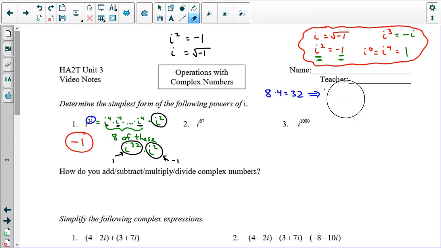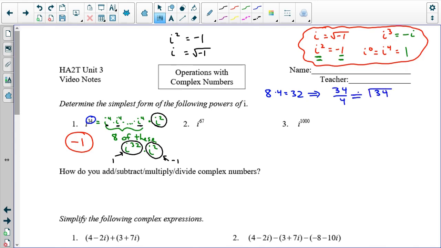Well, how can I figure that out without doing too much craziness, if I don't really remember the divisibility rules for 4? Well, I can take 34 divided by 4, and using the division algorithm I learned in grade school, I would get 8 remainder 2. So this 8 tells me how many times I can divide 4 into 34, and then there's a remainder. Whatever this remainder is, that's the power of i that's going to be left over. So let's continue with this.